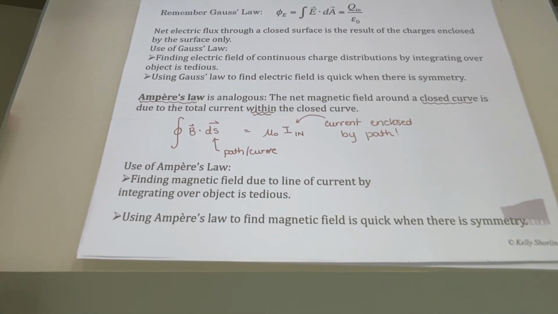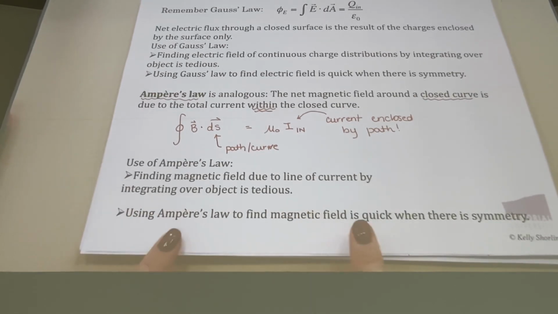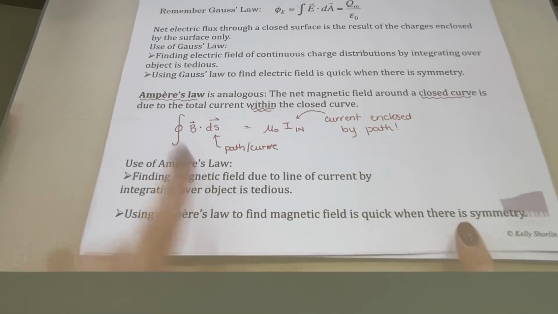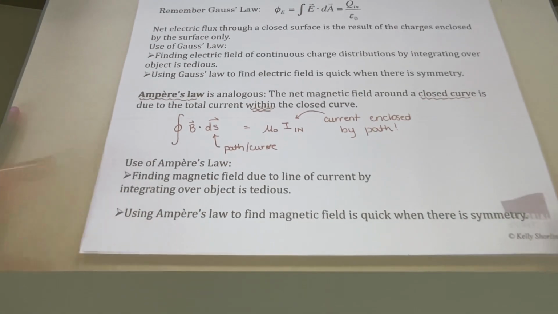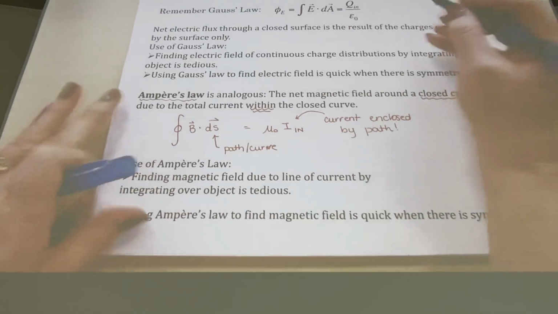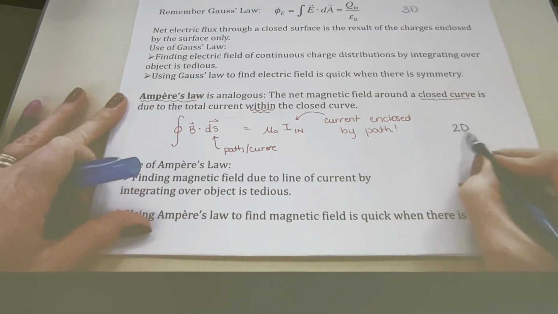So we're going to use Ampere's law to find magnetic fields. We've done some of them by integrating. It can be difficult, and we can use Ampere's law to find it quickly, as long as we have lots of symmetry. Okay, so there's our goal. It's kind of like the two-dimensional version of Gauss's law. Our Gauss's law was a 3D thing. This is a 2D thing.